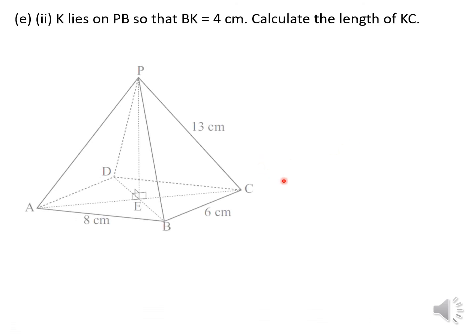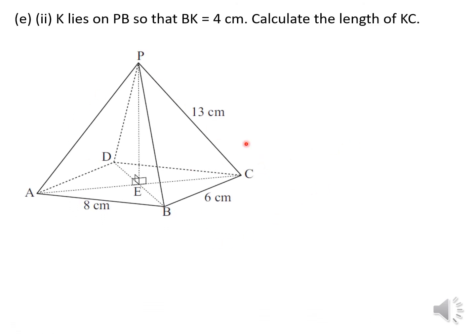Right. So they are saying that if I bring my pyramid back, K is a point somewhere here on PB, and it is exactly 4 centimeters. All right. B to K, as you can see there. Now they are saying we're supposed to calculate the length of K to C. So let me bring in that particular line KC.